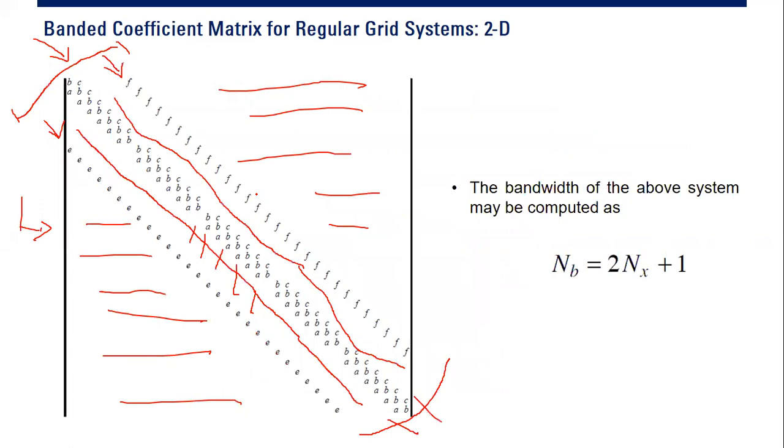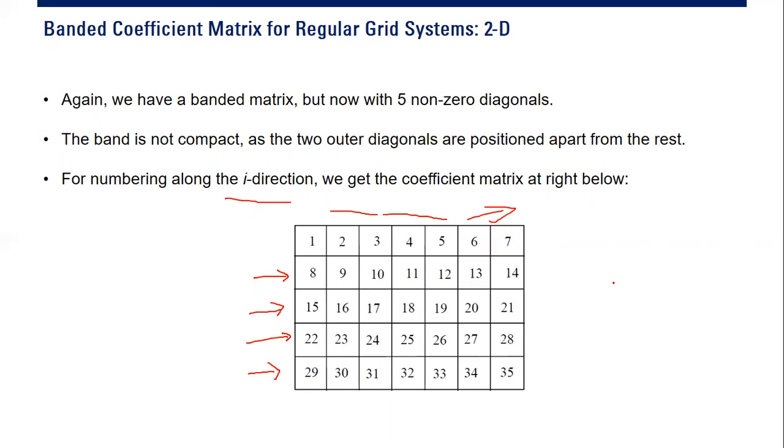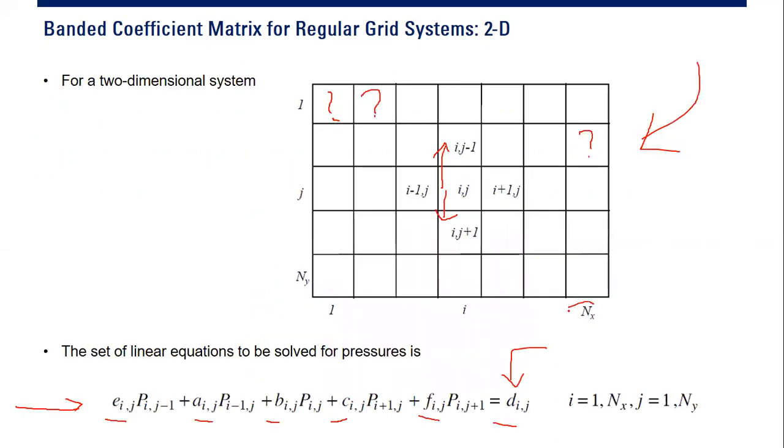The bandwidth of the above system may be computed using this equation. So NB, the bandwidth, is 2 multiplied by NX plus 1. So here the NX, okay, start from 1, 2, 3, all the way to how many grid blocks you have in I direction or in X direction. That's NX. Okay, and that will determine the bandwidth.